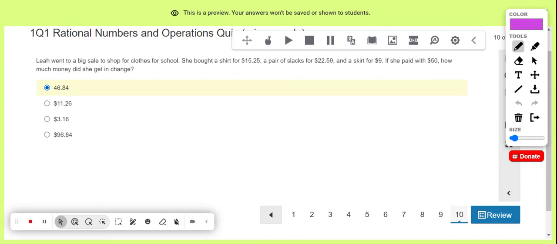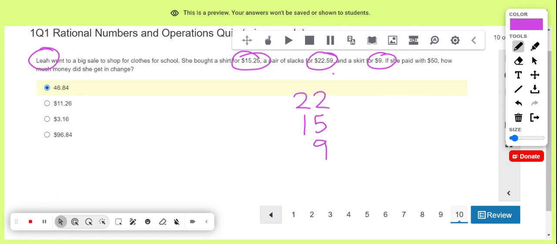Okay, I did not mean to click that. Looks like Leah went shopping. She's got a shirt, slacks, and a skirt. So in order to find the total amount she paid, she needs to add up the dollar amounts. I would have you focus on the whole numbers and lining up your whole numbers. And then putting the decimal place values in there.